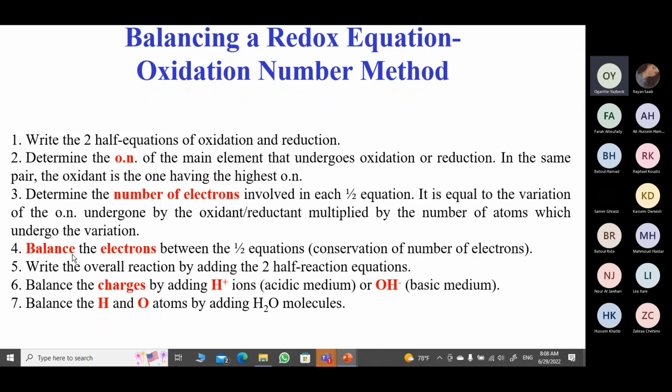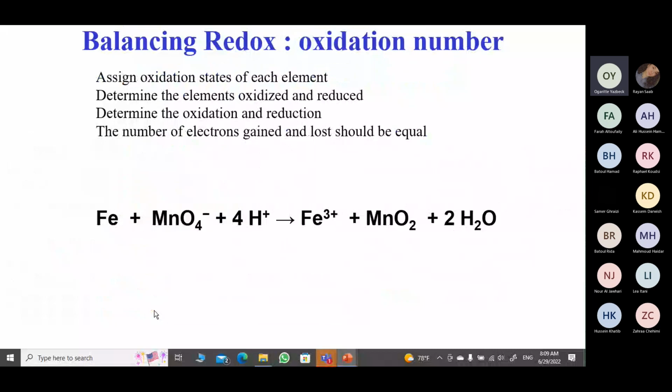Then we balance the electrons between the two halves. We write the overall reaction by adding the two half reactions. Then we actually balance the charges, very different, part 6, by adding H plus in acidic medium or OH minus in basic medium. Then we use water to balance the hydrogen and the oxygen together.